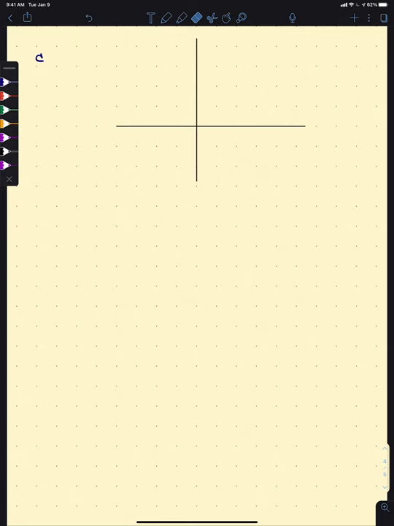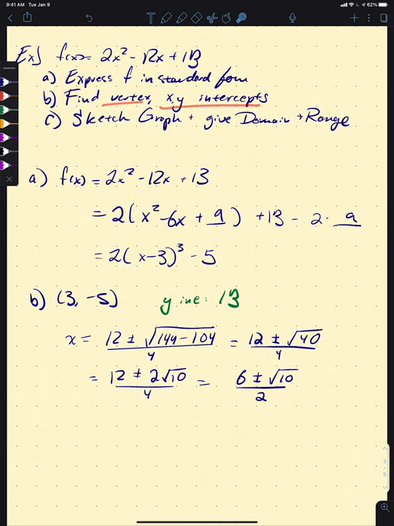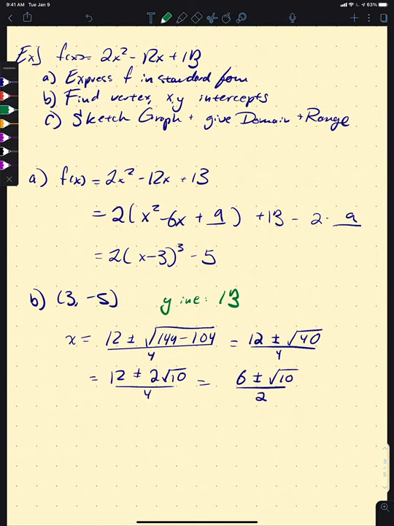So we're sketching this graph, which basically just means that we're drawing an approximate graph of our function and ensuring that all of the important pieces of information are labeled. In this case, I would say that the vertex and the x and y intercepts would be enough information, right? So our y-intercept is going to be up here at 13. Our two x-intercepts are going to be at 6 plus or minus the square root of 10 over 2. I almost rarely ever use the decimal approximation just because I don't think it's quite as helpful for understanding what's actually going on. But in this case, our two x-intercepts are about 1.42 and 4.58.